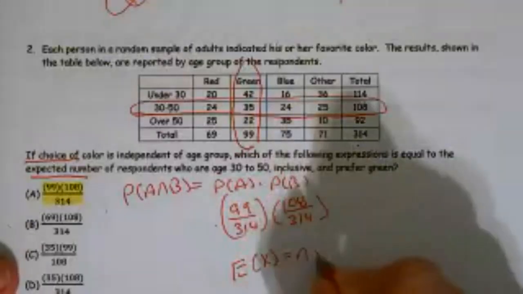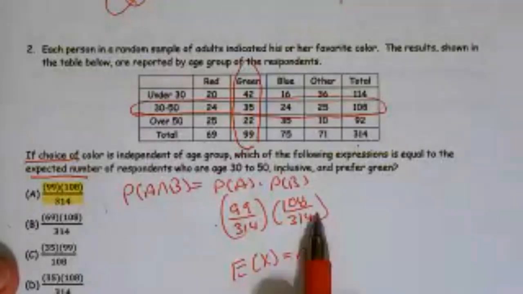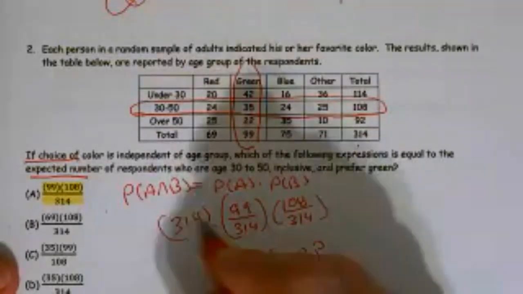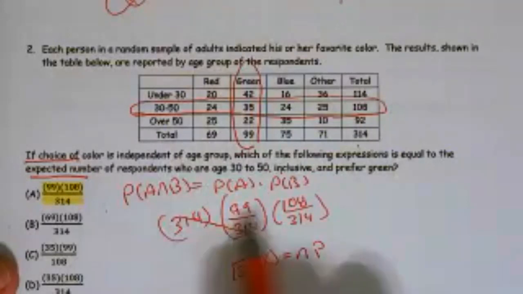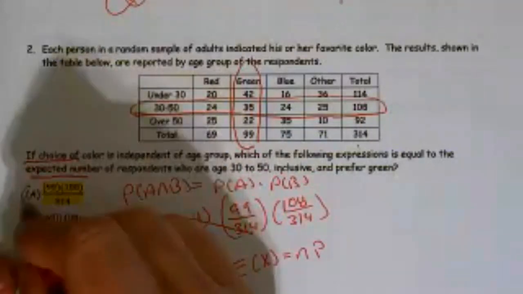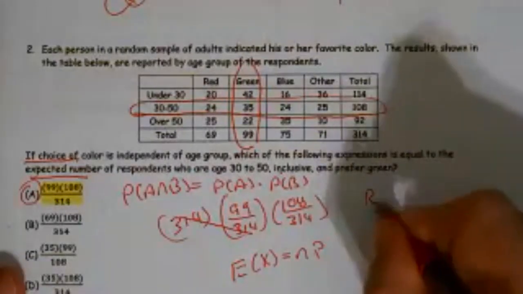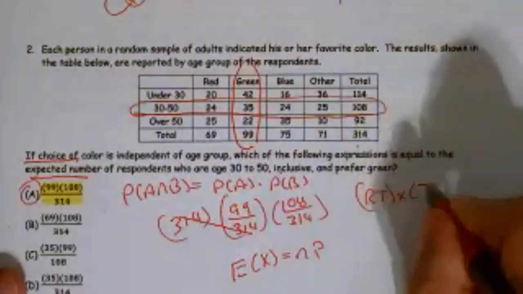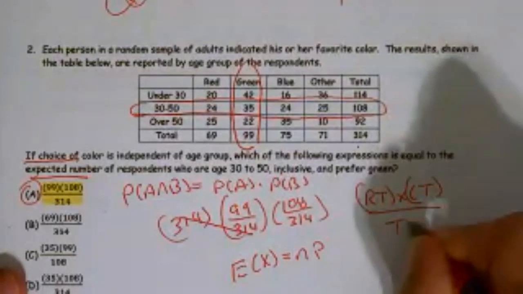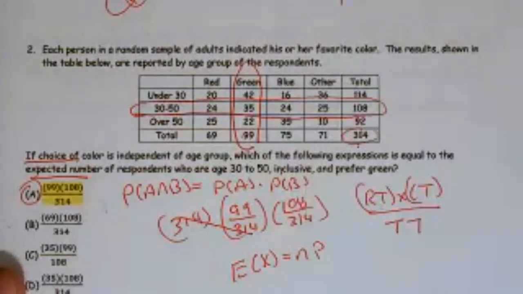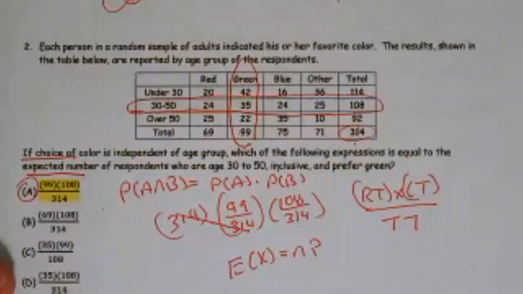is n times the probability. Well, we have our probability and our n is this, so that would be 314 in front. Well, that cancels off one of those. So now we have 99 times 108 divided by 314, which gives us A. That's the long way. The short way is row total times column total divided by total. 99 times 108 divided by 314. And that will help you out with chi-squared. It also helps you out with independence, but it'll also help you out with chi-squared.